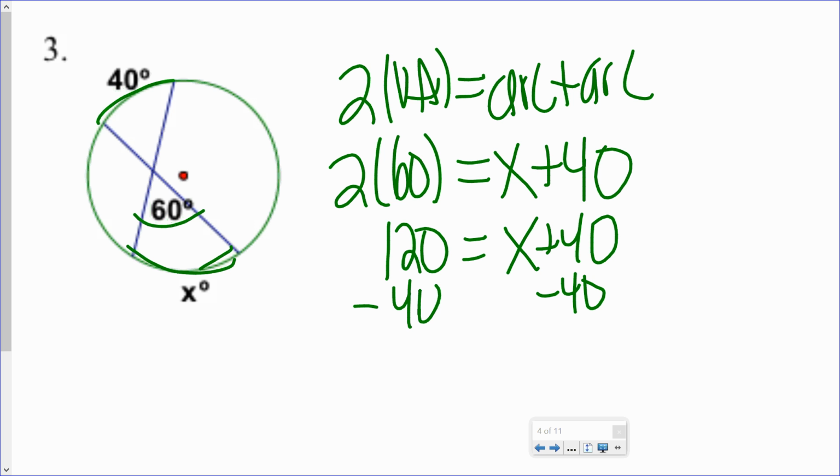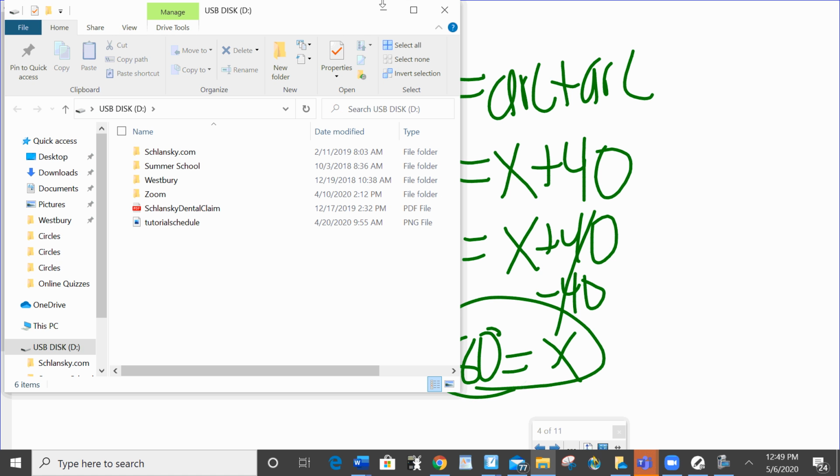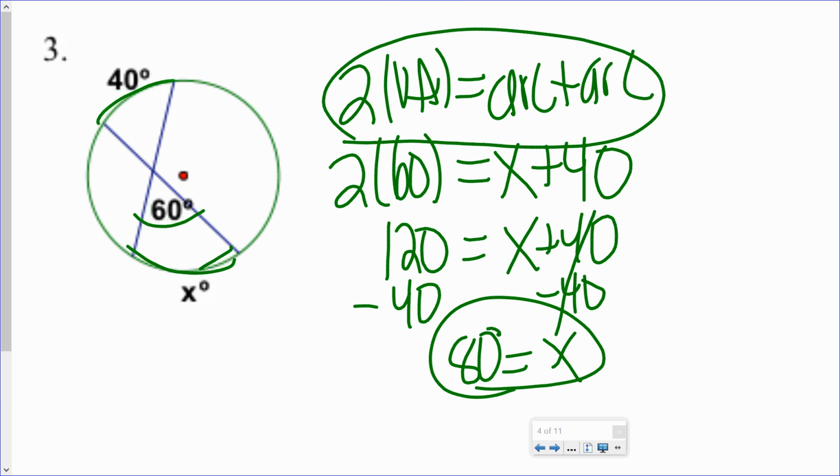And I solve it, and I get 80. Again, when I have arcs and angles and they're interior angles, 2VA equals arc plus arc. You substitute the values in from there, and you're good.